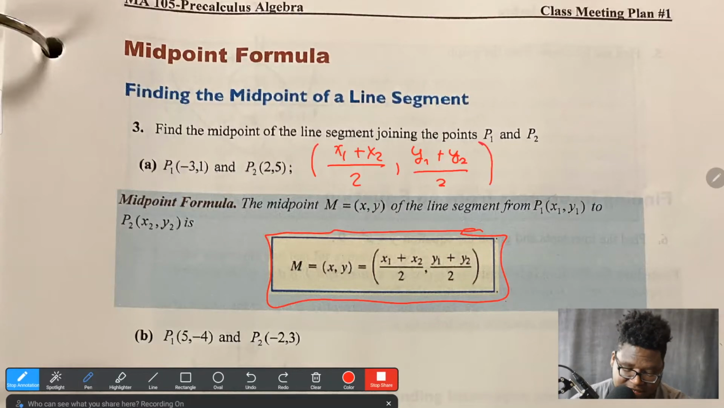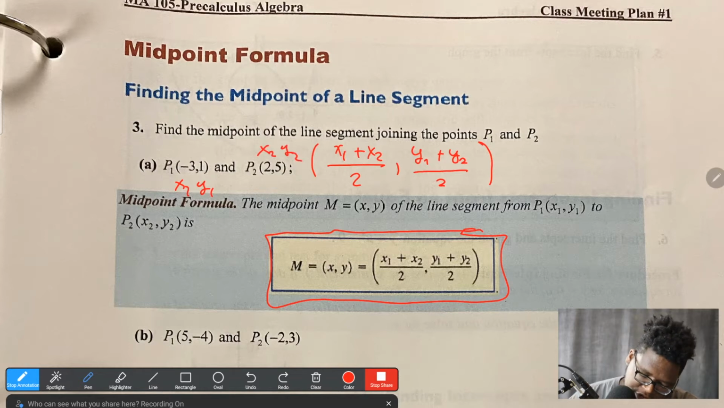So in this case, let's let P1 be x1, y1, and then let's let this be x2, y2. So you're going to do x1 plus x2 over 2. In this case, it would be negative 3 plus 2 over 2 to find the midpoint. And for P2, or for the y's, it'd be 5 plus 1 over 2.